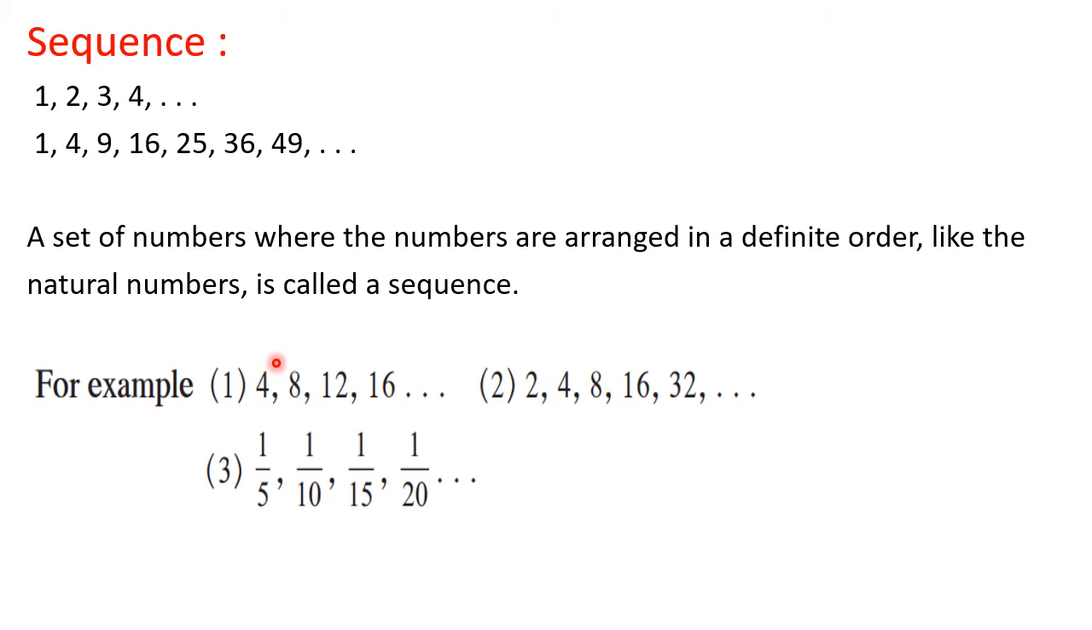So here you can see the examples. The first one: 4, 8, 12, 16, and so on. If you look, the difference between two consecutive terms is 4. Like 4 plus 4 is 8, 8 plus 4 is 12, 12 plus 4 is 16. If I ask you the next number, immediately you can answer that the next number is 20. Or somebody will say that it's a table of 4. These are multiples of 4. 4 ones are 4, 4 twos are 8, 4 threes are 12, 4 fours are 16, 4 fives are 20.